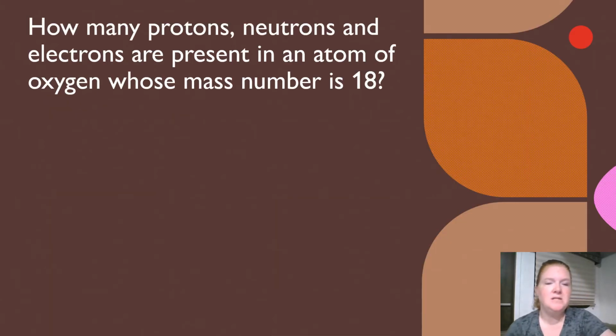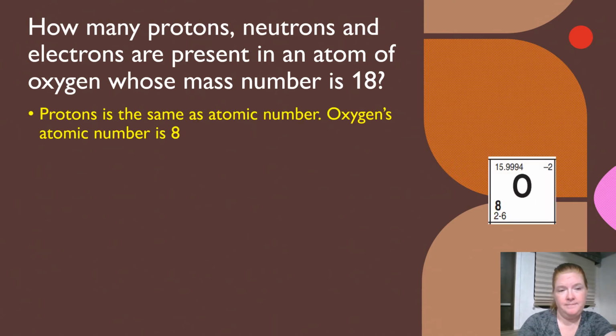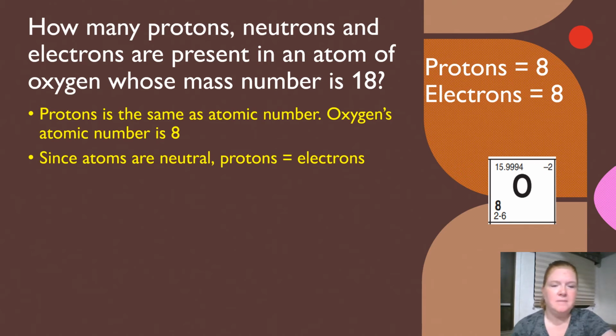How many protons, neutrons, and electrons are present in an atom of oxygen whose mass number is 18? Well, protons is the same as atomic number. Oxygen's atomic number is 8. So the protons is 8. Since atoms are neutral, the number of protons equals the number of electrons. So the electrons is 8.